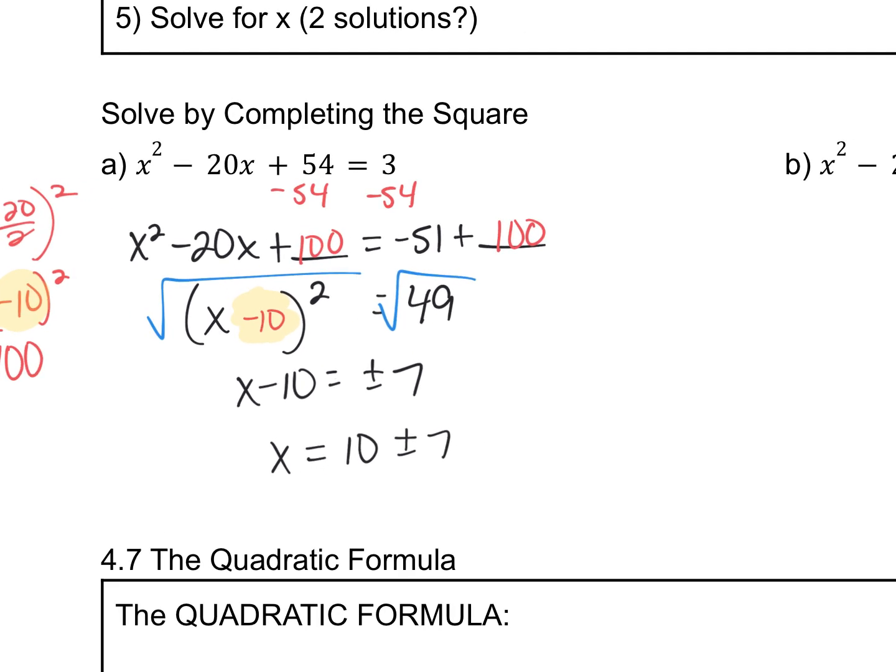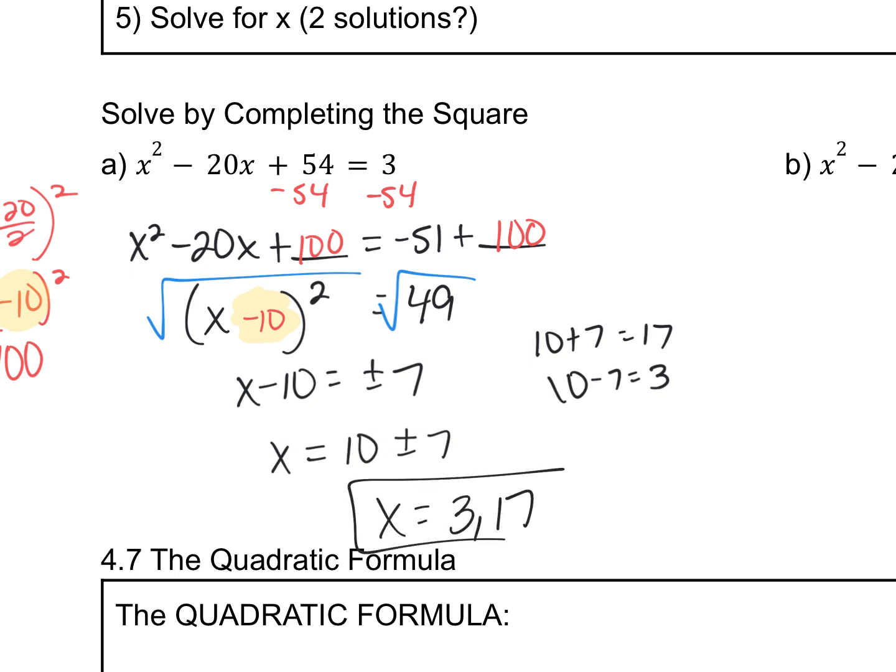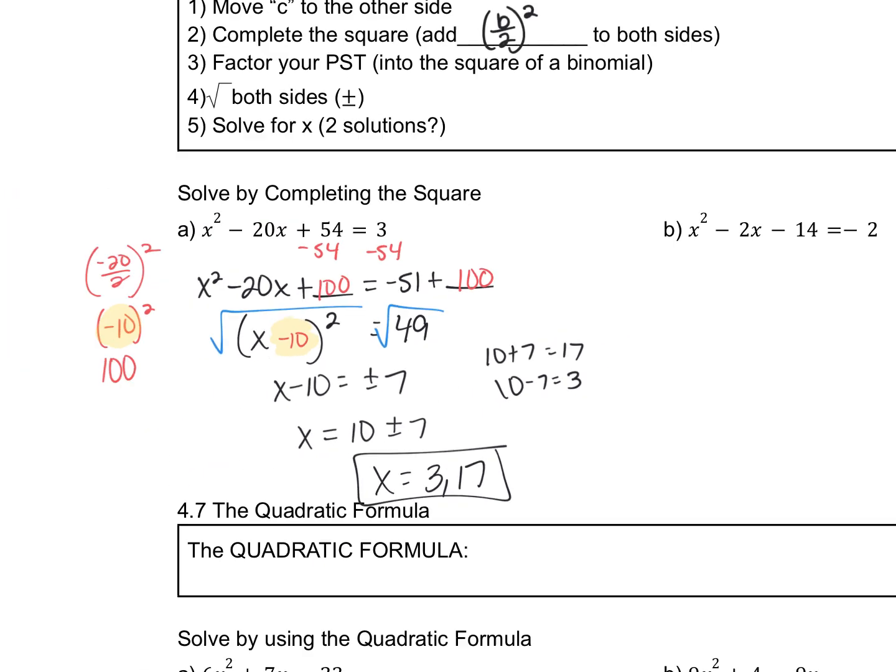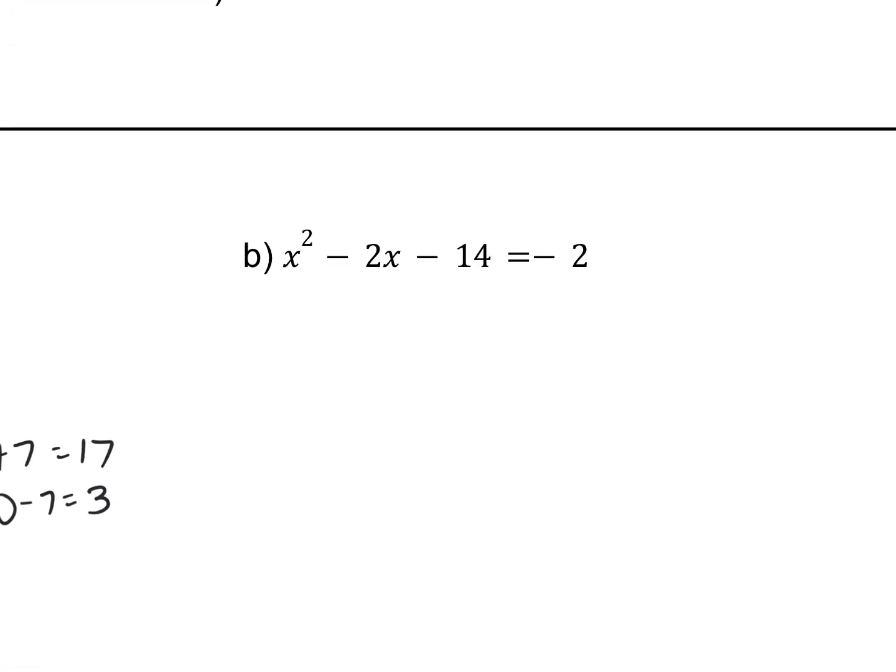So remember, it's two answers. So 10 plus 7 would give you 17. 10 minus 7 would give you 3. So x equals 3 and 17. Okay, same one for this one. Add the 14 over.